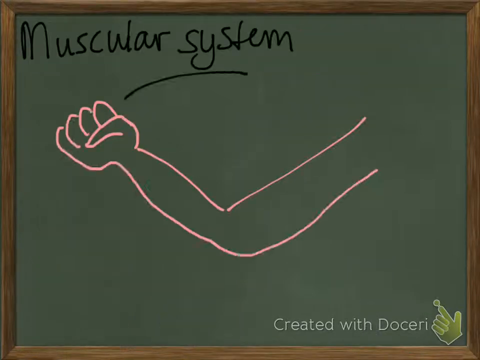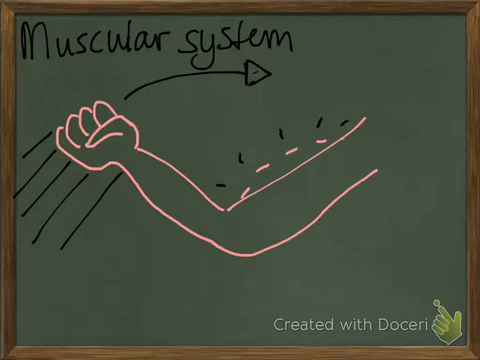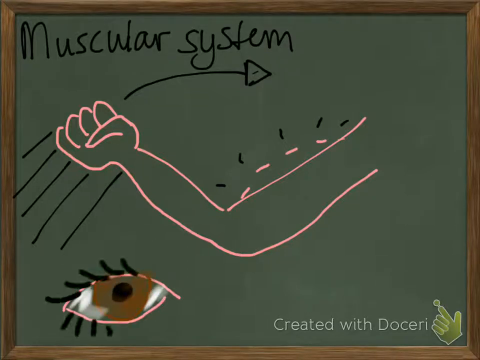The muscular system. The muscular system allows us to move. For example, if you contract your biceps, your arm will move away from you. If you contract your triceps, your arm will move towards you. We also have eyelids. There are small muscles on top of your eyes, and if you contract them, your eye will open or it will close.